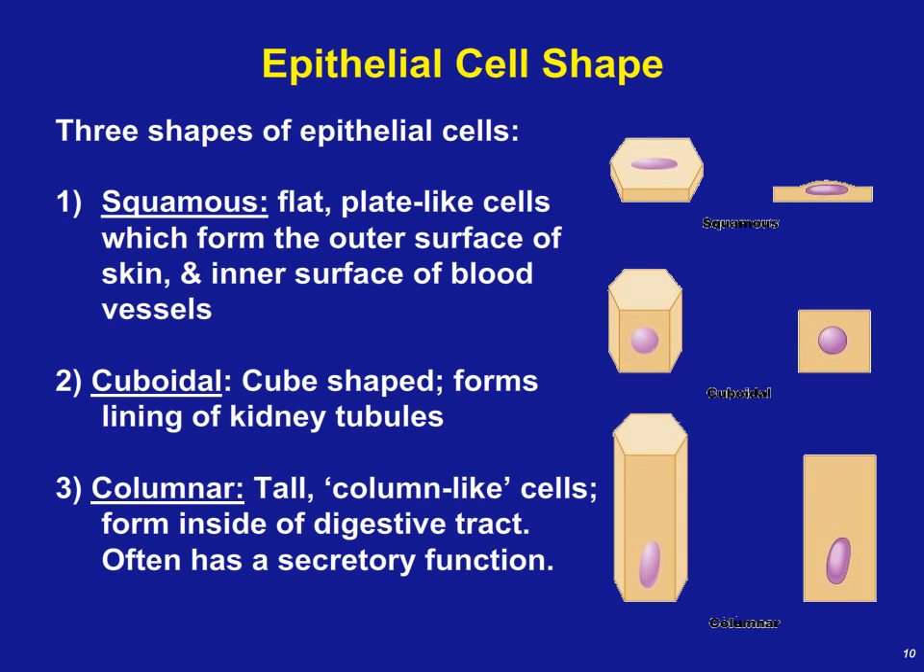Okay, and finally the third type of cell shape that we see in epithelia is the columnar cells. So these are tall, column-like cells that form the inside of the digestive tract and again often have a secretory function. So take a look at the columnar cells below. You can see that they're in general much taller than the cuboidal cells, but the more diagnostic feature you would notice is that the nucleus here is much more elliptical. It's not round, but it's sort of a jelly bean shape.